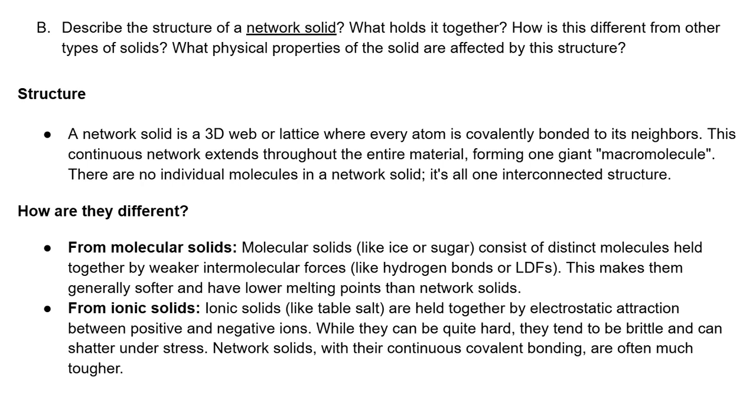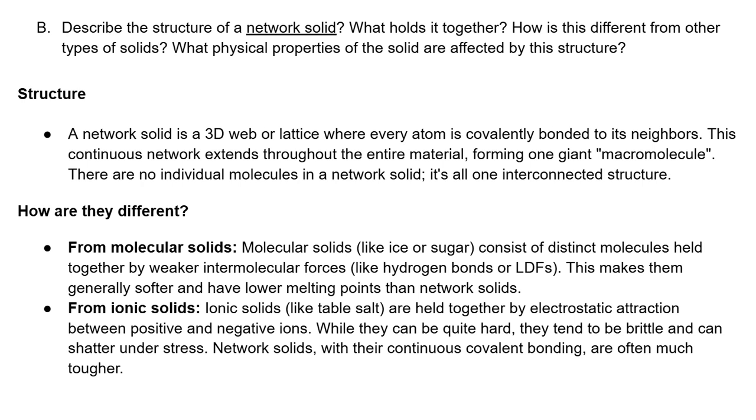So a network solid is a very unique type of solid where you have a 3D web or a lattice where every single atom in the lattice is covalently bonded to all of its neighbors. This essentially creates one giant macromolecule. There are no individual molecules in a network solid because everything is connected.